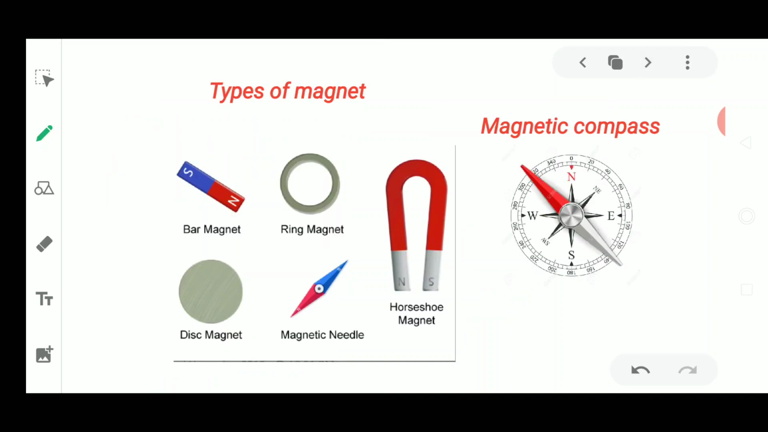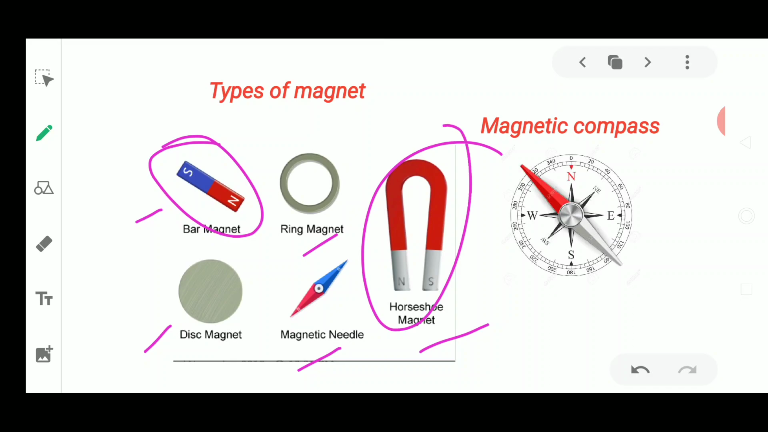Next, the types of magnets which we use. There are various types of magnets. For example, bar magnet, ring magnet, disc magnet, magnetic needle, and horseshoe magnet. The most commonly used magnets are these three: the bar magnet, which you will study here, the horseshoe magnet, and the magnetic needle.